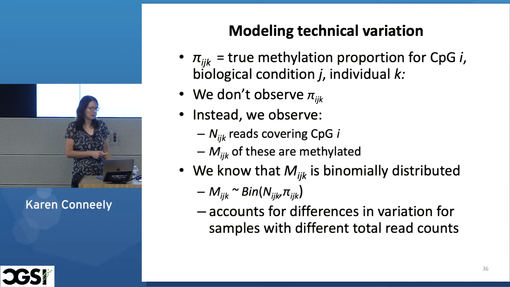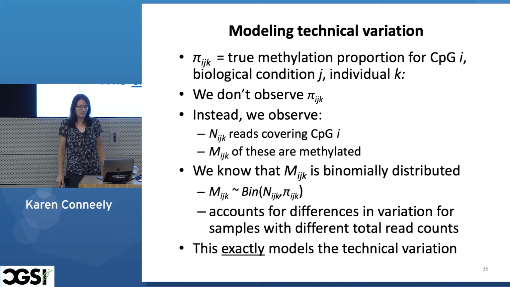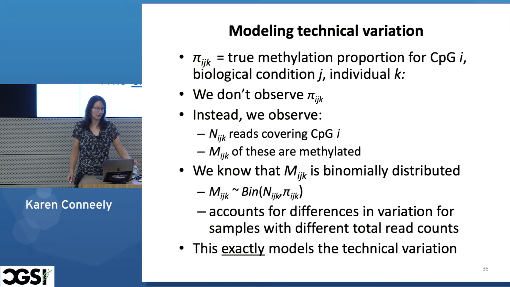So we actually know that M is binomially distributed. We sampled n reads. The true proportion of reads that should have been methylated is pi. So the number that are methylated is going to be distributed binomial with parameters n and pi. This turns out to be the exact distribution for that sort of thing. It's not an assumed distribution, kind of the way Fisher's exact test is an exact test.